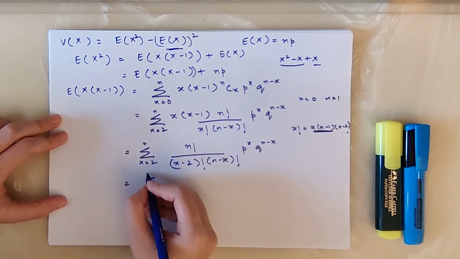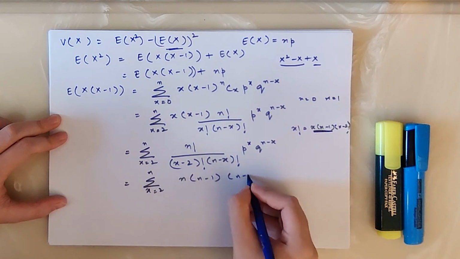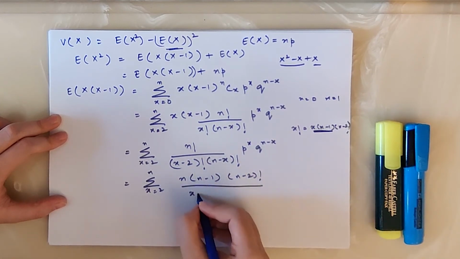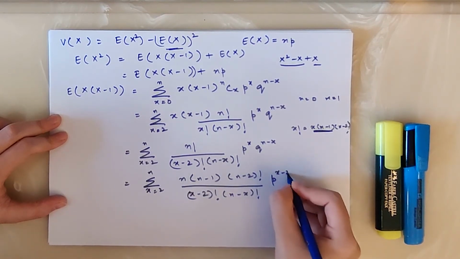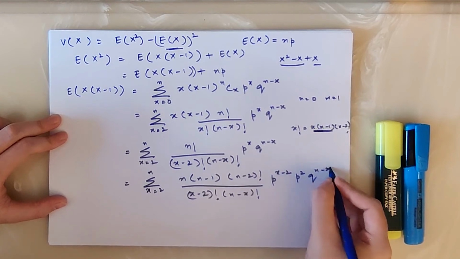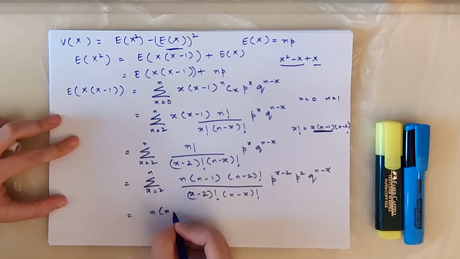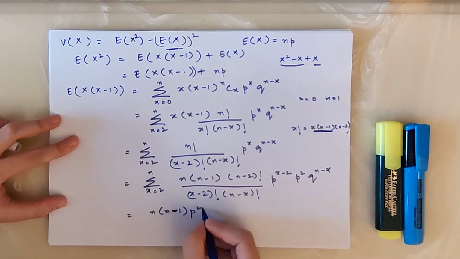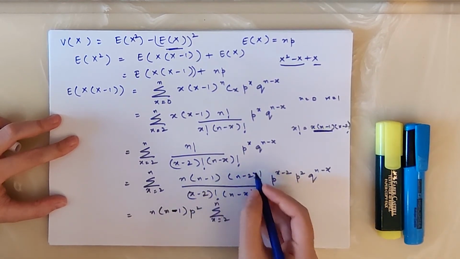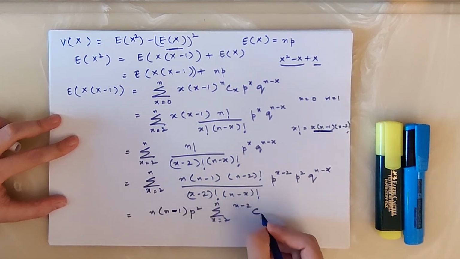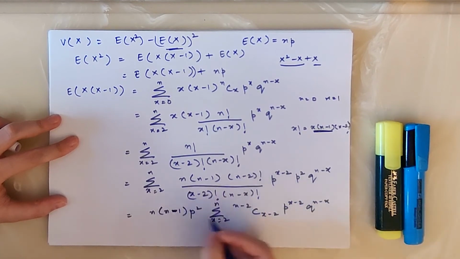Now summation x equals 2 till n can also be written as n into n minus 1 into n minus 2 factorial upon x minus 2 factorial into n minus x factorial p raised to the power x minus 2 into p square and q raised to the power n minus x. Now taking the constants out, that is n into n minus 1 into p square into summation x equals 2 till n, then if you see we have this particular thing as n minus 2 C x minus 2 p raised to the power x minus 2 and then q raised to the power n minus x.